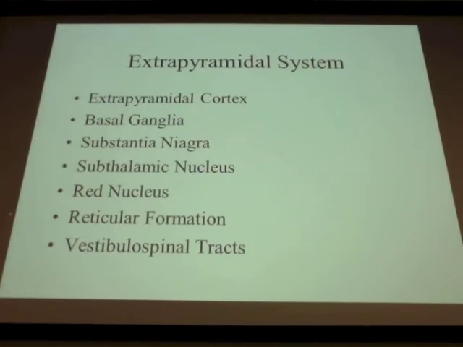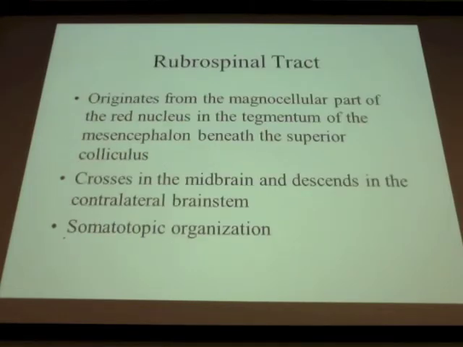And that's because of these extrapyramidal systems. Specifically, it's the vestibulospinal tract that allows you to have some basic orientation and motor function, even in us humans, if you lose the upper influence of the cortex. Okay. So the first one we're going to look at is called the rubrospinal tract.